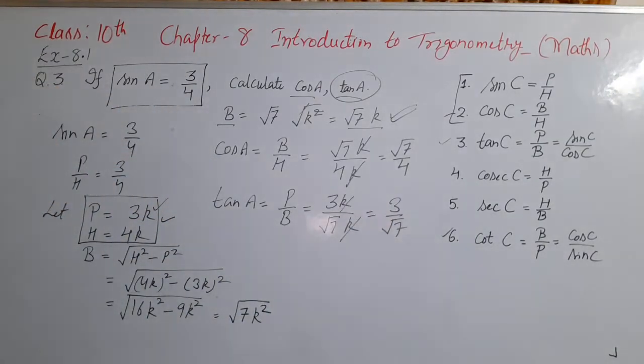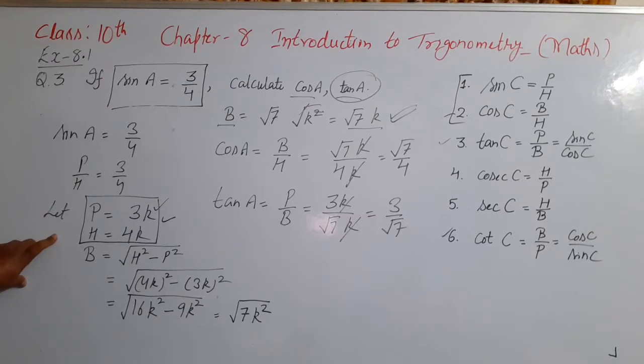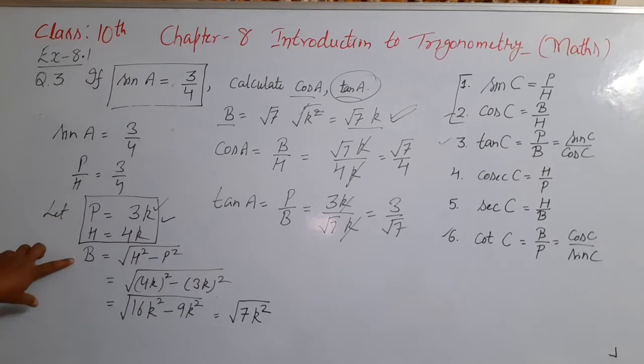So in this question, with the help of the given ratio, we have assumed the values of perpendicular and hypotenuse, and with the help of Pythagoras theorem, we have found the value of base. In this way, we know the values of perpendicular, hypotenuse and base.